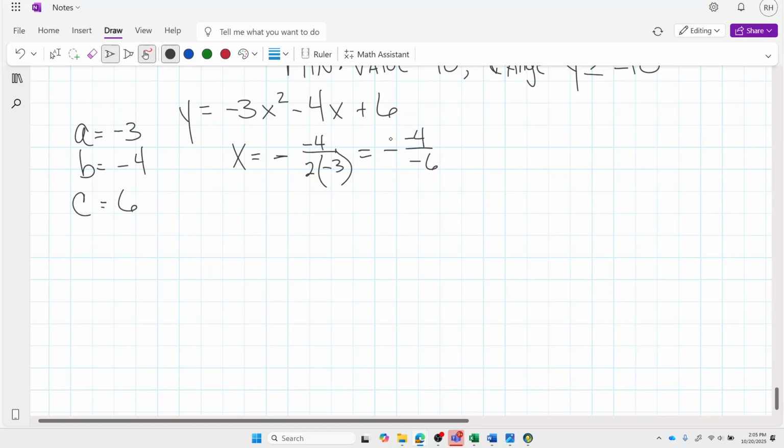All right, so in this case, you got to be careful because we're starting off with a negative over a negative, which equals a positive, right? And the opposite of a positive goes back to a negative. So all of this becomes negative 2/3. That is our x at the vertex. So vertex, the x value, negative 2/3.